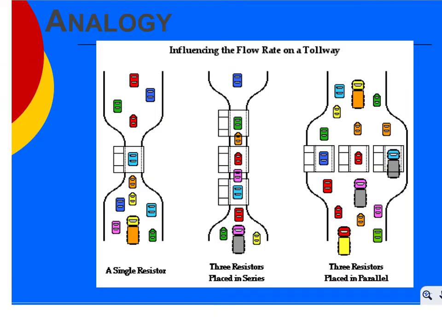And here's a quick analogy showing how fast electrons flow. Here I have a tollway. With a single resistor, all the cars are going to have to wait for that one toll to go through. If you have a series with multiple tolls, you're going to have a long wait in order to get past the highway. But if you put them in parallel, again, there are more paths for the electrons, or in this case, cars, to flow, and that's what allows the cars to get through faster.